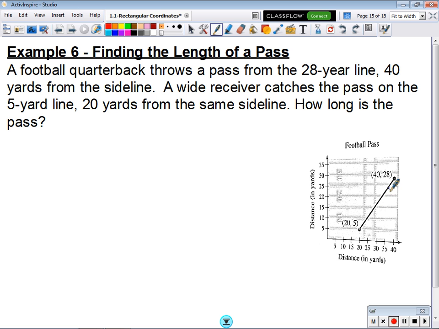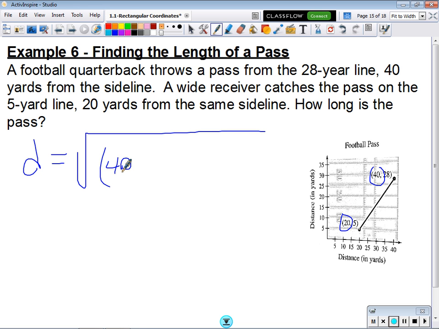The question is basically asking you, what is the distance from this point here to this point here? So that in fact is the distance formula, which is what we talked about in the previous lesson. So I'm going to have the square root of, I'm going to start with x1 minus x2, so this will be in parentheses 40 minus 20 squared, plus, also in parentheses y2 minus y1 squared, so this will be 28 minus 5 squared.